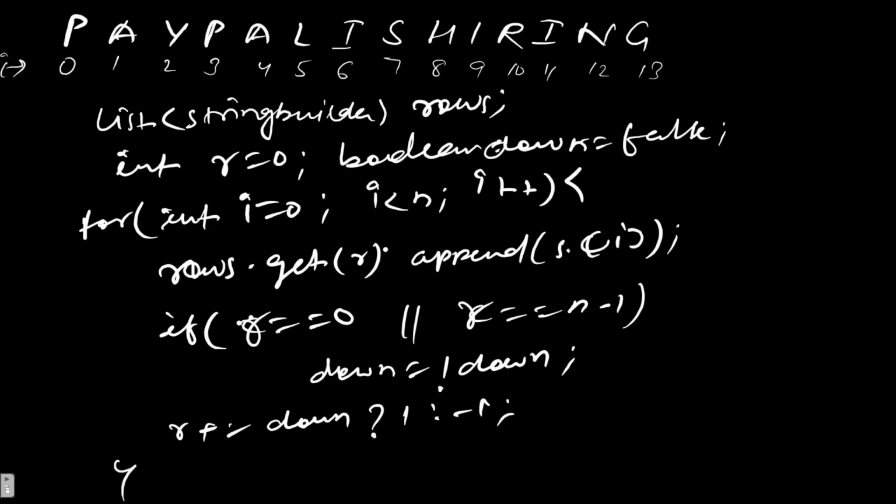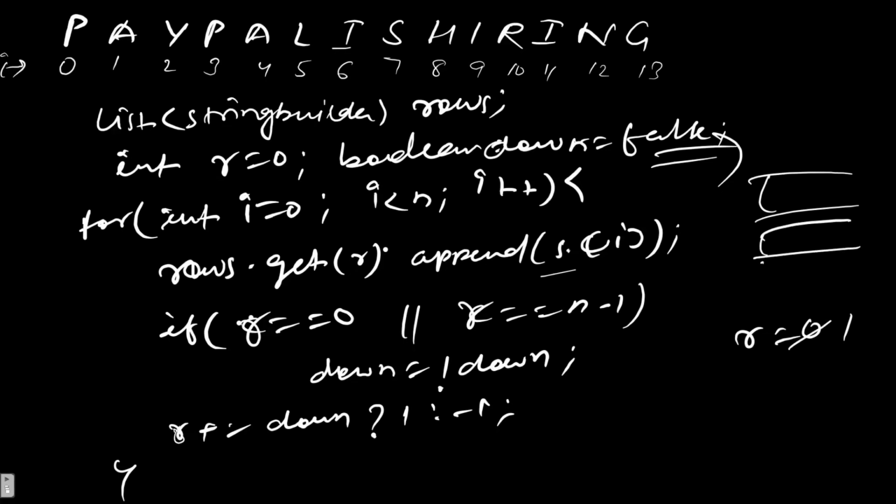Okay, so at starting we are at 0, then we will get rows dot get 0, then append the current character. Then we are checking that we are at 0th index, yes, so we'll change our down to not down. At starting it was false, so it will become true. And then we will increase our row by 1. Now our row is going to be from r equal to 0 to 1. Then again we will come back and get r, that is the second row. This was the first row, and second row, third row.